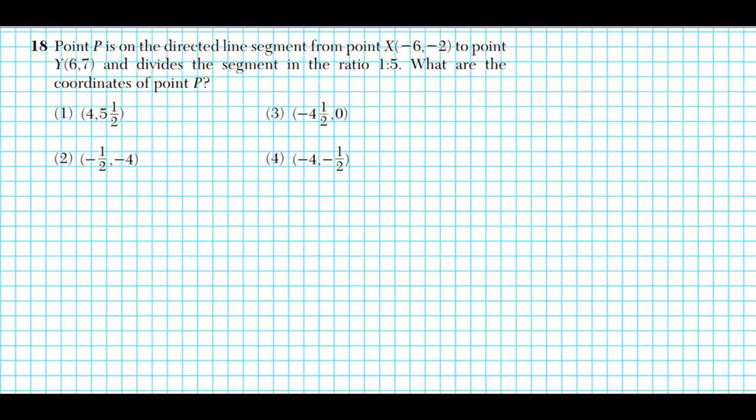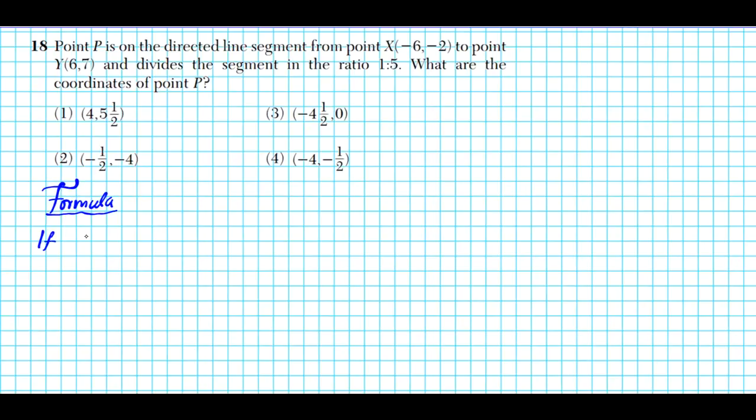Let's take a look at question number 18. It reads, point P is on a directed line segment from point X, -6, -2, to point Y, 6, 7, and divides the segment in the ratio 1 to 5. Question, what are the coordinates of point P? Okay, so we're going to get started by taking a look at the formula for a segment divided in a particular ratio. All right, so let's write down the formula first, and then we'll apply it to this particular scenario.